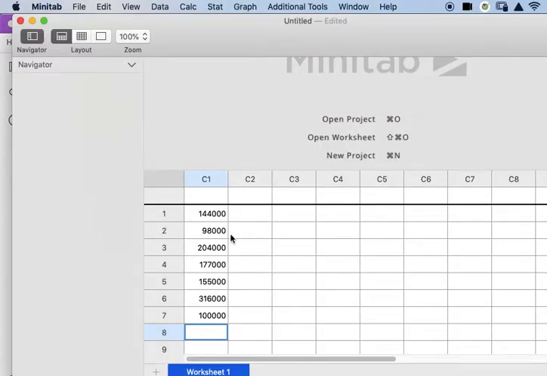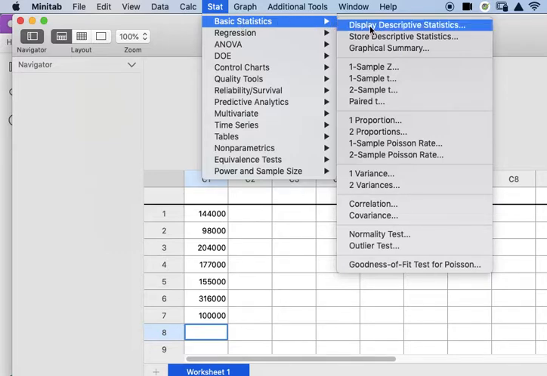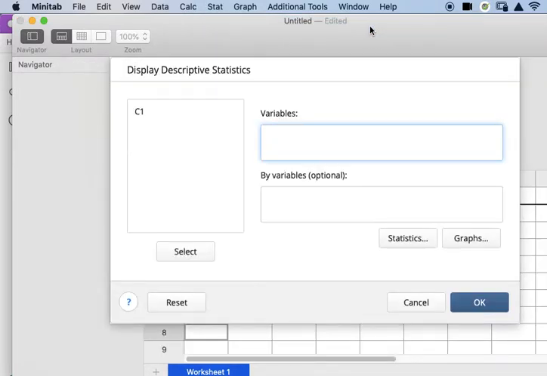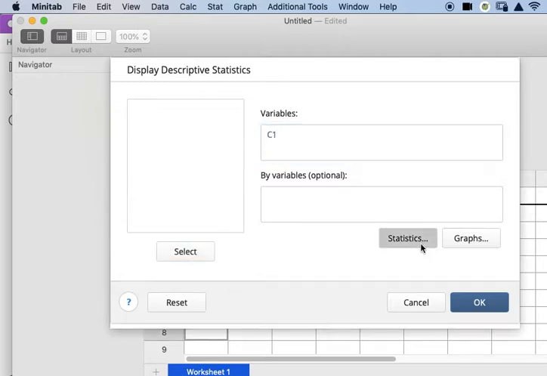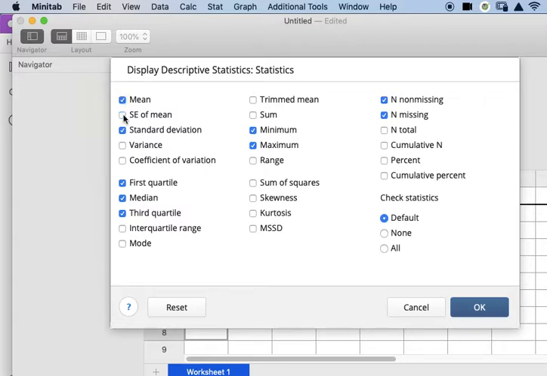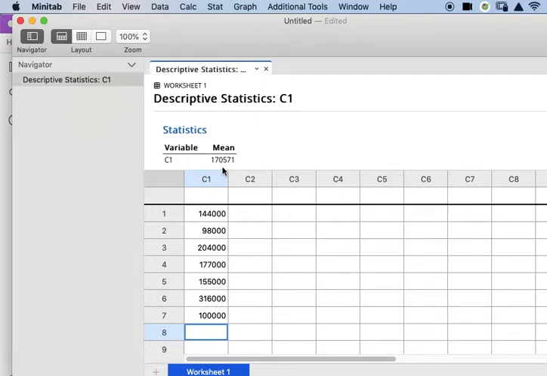So I've already entered the data here. It didn't take very long because there were only 7 values. Now I'm going to go to Stat at the top, go to Basic Statistics, and Display Descriptive Statistics. My column that the data is in is C1. I click on Statistics, and I am only interested in the mean for this, so I'm going to uncheck all of the other boxes. And here's my mean, $170,571.